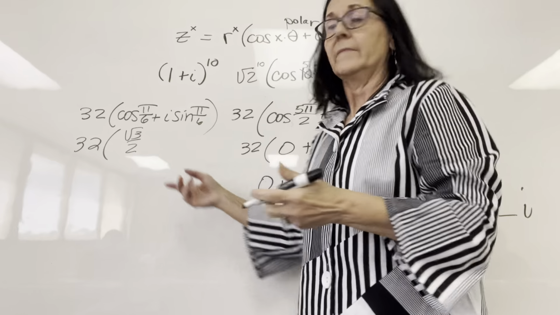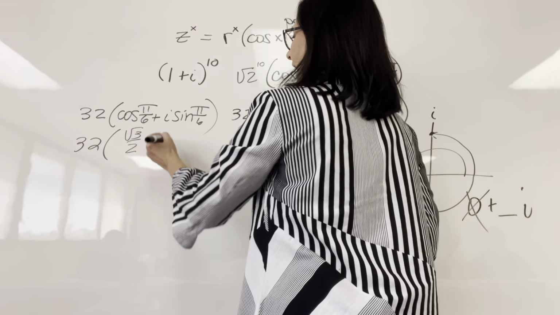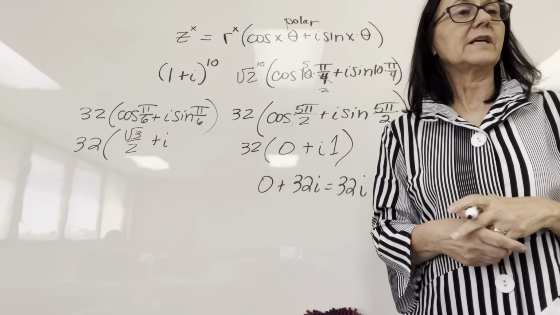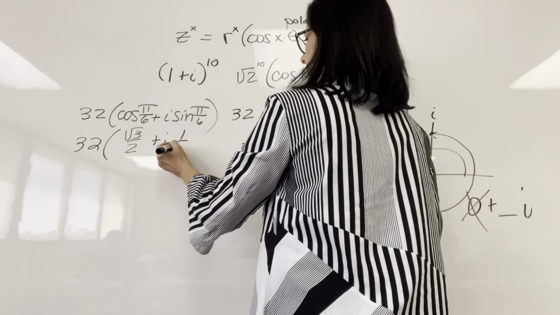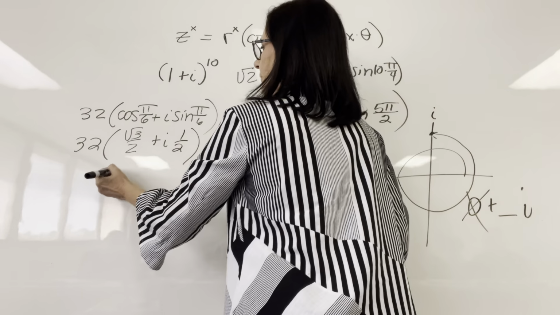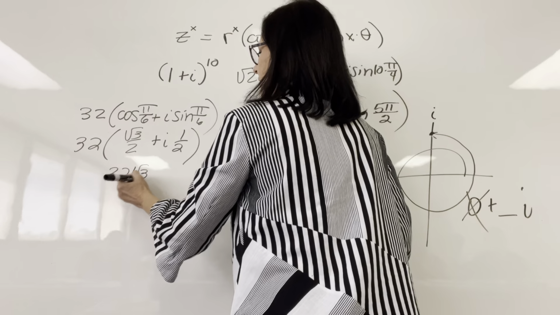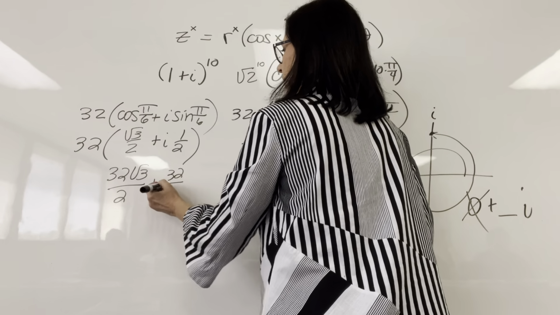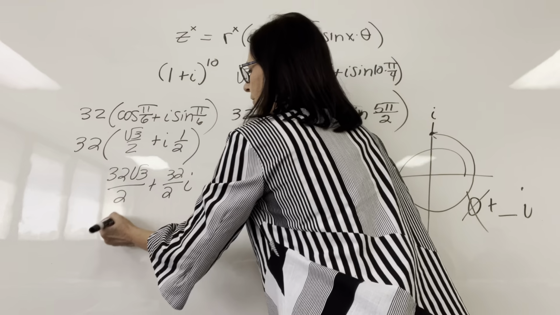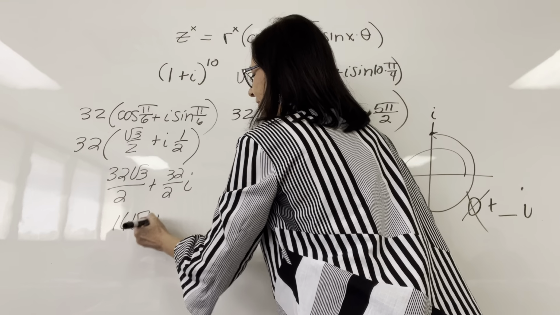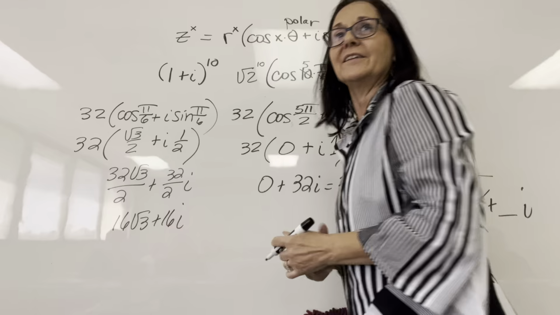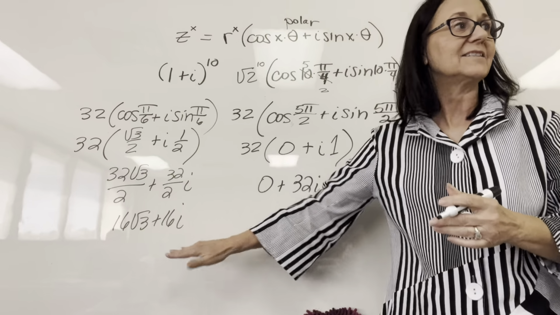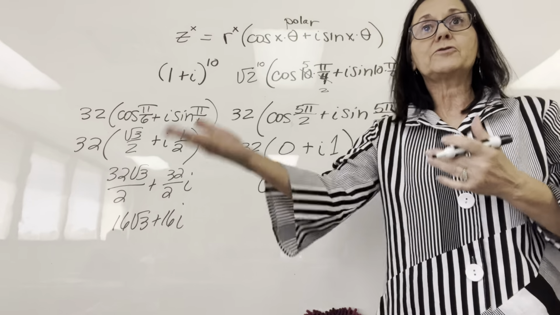Y'all following? All right. And then we have i. And the sine of pi over 6 is? All right, so that would have been 32 square root of 3 over 2 plus 32 over 2 i. Well, that's 16 square root of 3 plus 16i. You see, we got the same exact answer as we did when we drew the triangle.